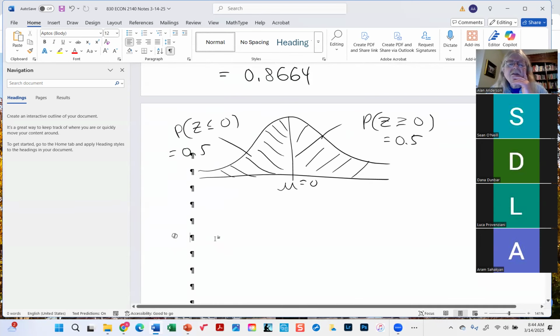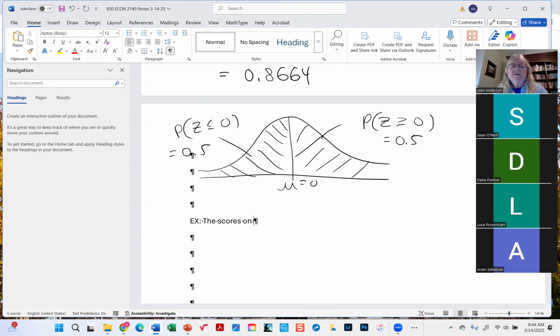Now, I think we had maybe one example with the normal distribution when it wasn't the standard normal case. So we were using the case of an exam. Let's say, for example, the scores on an exam are normally distributed with a mean of 80. It's the same example we had the other day, and a standard deviation of 5.